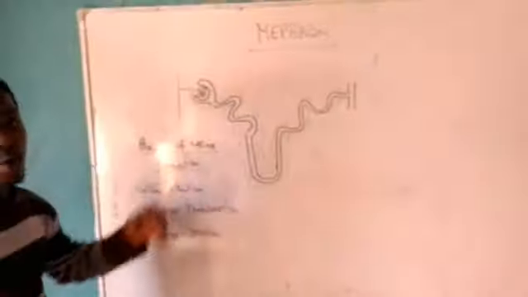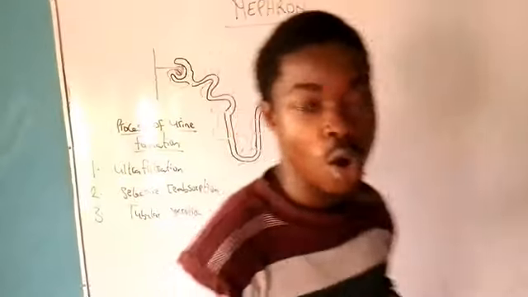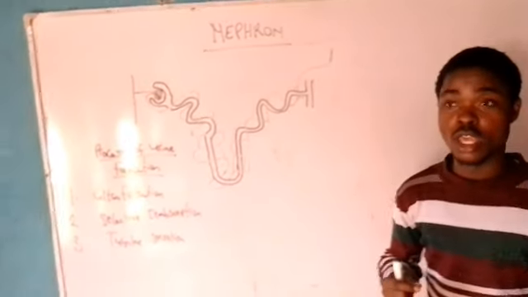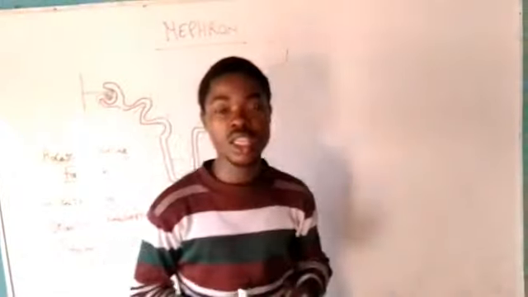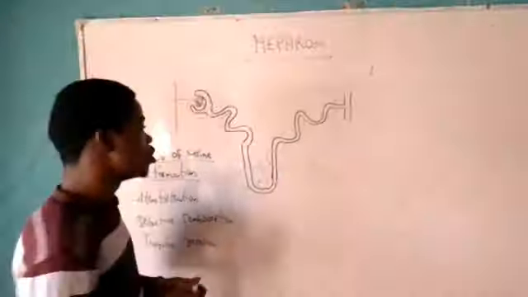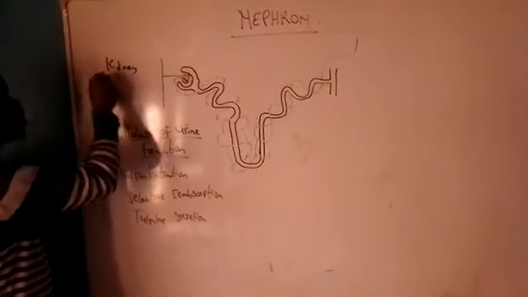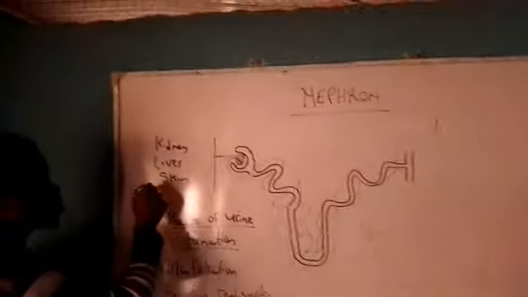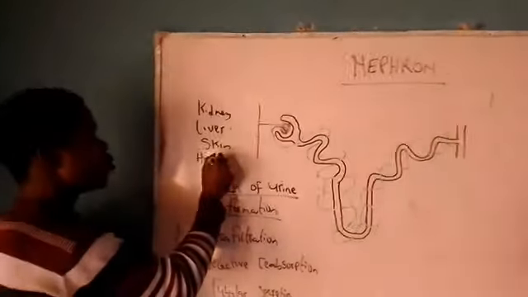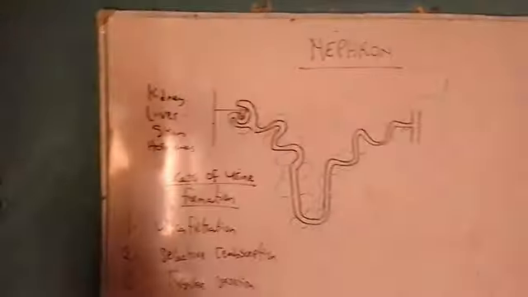Today we'll be talking about nephron. Don't forget that we have some organs that help to regulate our internal environment. Examples of these organs are: number one, we have kidney. Number two, we have liver. Number three, we have skin. We also have substances like hormones. All these help to regulate our internal environment.